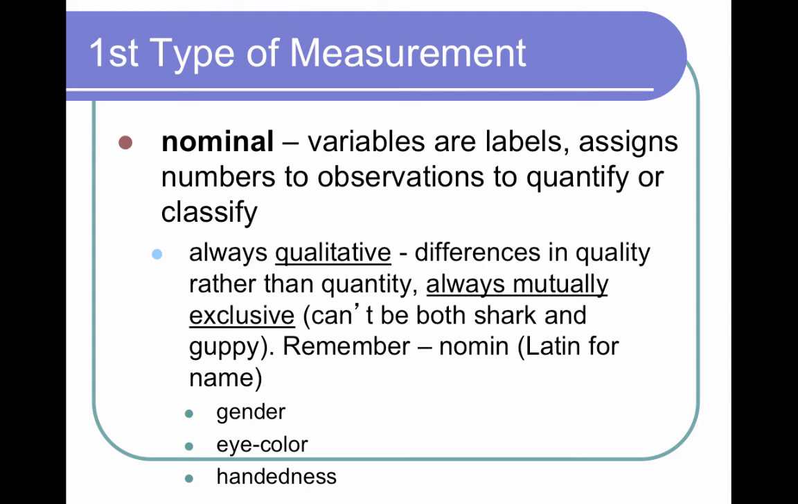Eye color. You either have brown eyes, green eyes, blue eyes, or hazel eyes. You are in one or the other. Handedness, you're right-handed or left-handed. So this is nominal, and if you've had Latin, you remember the name nomen, which is Latin for name. So nominal is another word for naming variables.